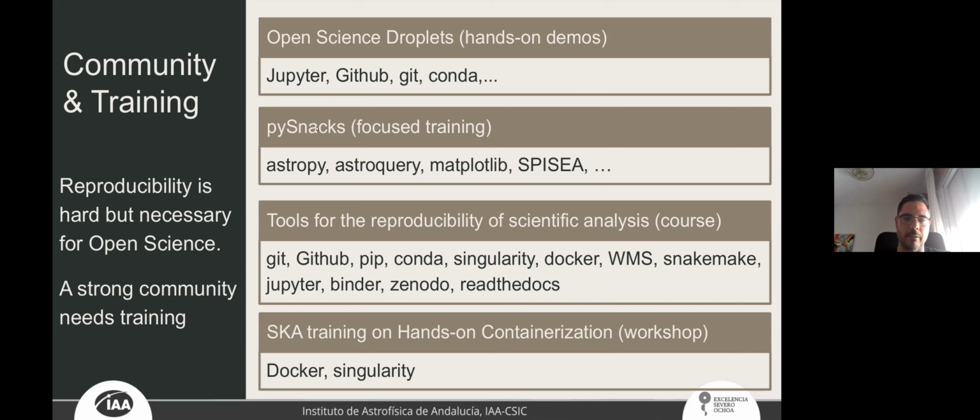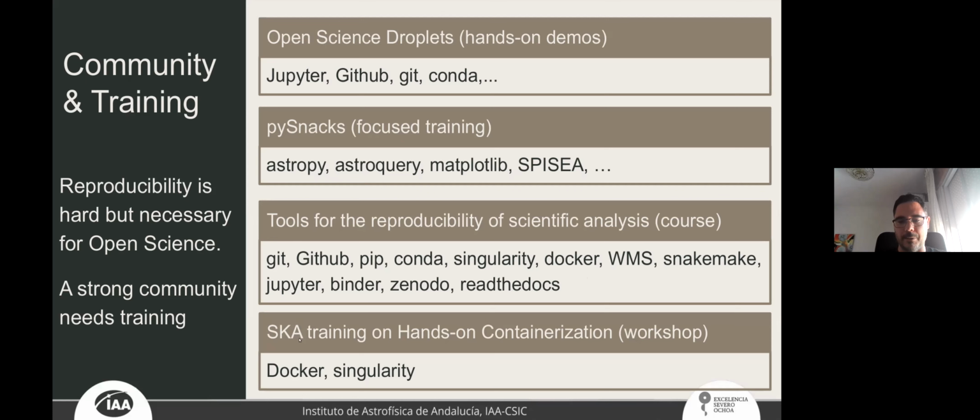PySnacks that we are currently running, it's a focused training on specific Python packages, so people can understand them. We are also, just yesterday, we finished a course on tools for the reproducibility of scientific analysis, and the contents of these are based basically on what we learned during this reproducibility award, well, the data challenge. So all the tools that we were discovering, now we are explaining them in this course, like SnakeMake or Read the Docs, all these things.